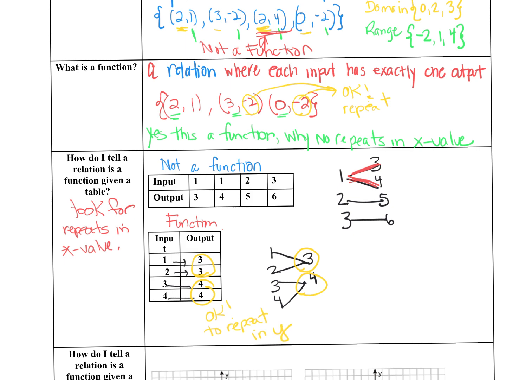Okay, so that is an example of how we tell a relation, what it looks like in a table, and what a function looks like in a table, and then what a mapping looks like when it's not a function and when it is a function. Not allowed to have the x repeat here. You are allowed to have the y repeat.